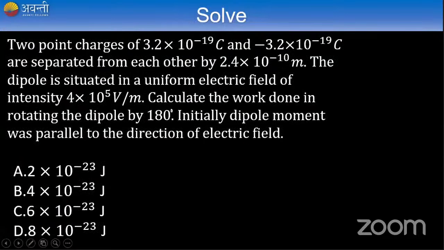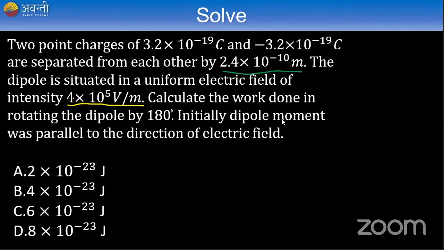Okay. Now guys, try to solve this question. There are 2 point charges of 3.2 into 10 power minus 19 coulomb and minus 3.2 into 10 power minus 19 coulomb, separated from each other by a distance of 2.4 into 10 power minus 10 meter. The dipole is situated in a uniform electric field of E equals 4 into 10 power 5 volts per meter. Calculate the work done in rotating the dipole by 180 degrees.